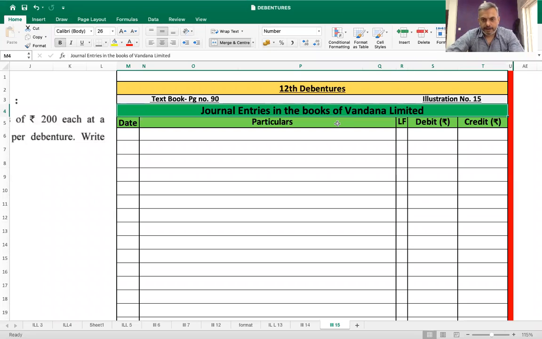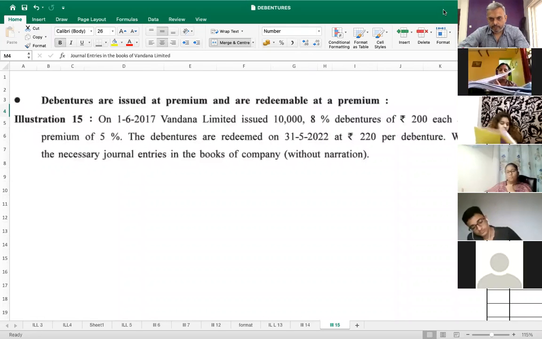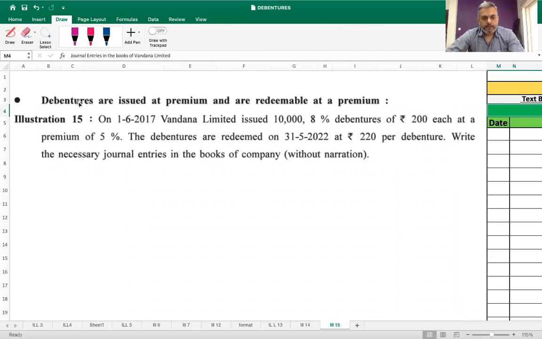Okay, let's start. Now let's read the question. We are going to see the condition: debentures issued at a premium and redeemable at a premium. So we are collecting more than face value and we are paying more than face value to our debenture holders. Very typical case over here.